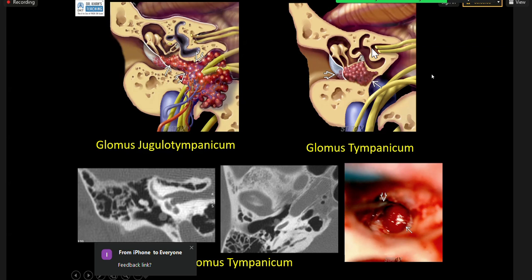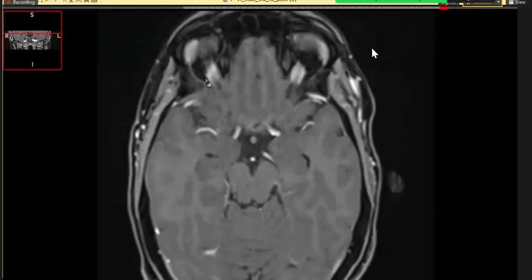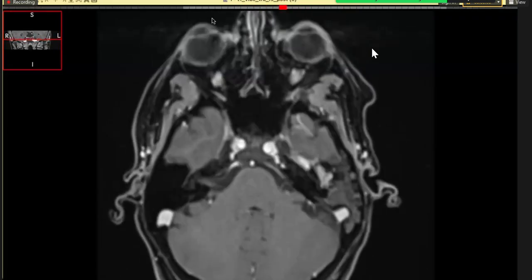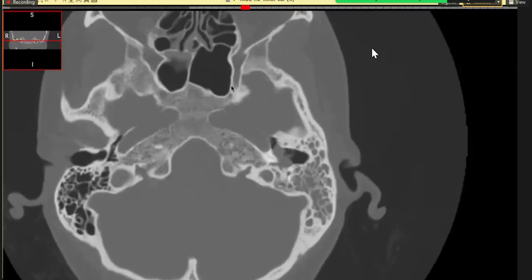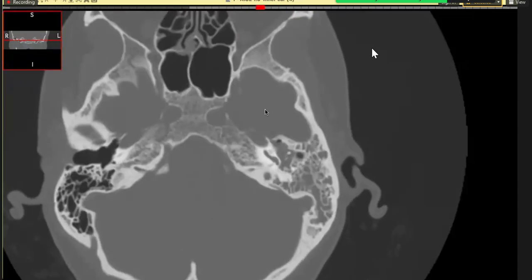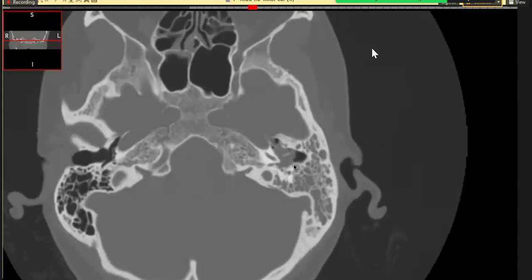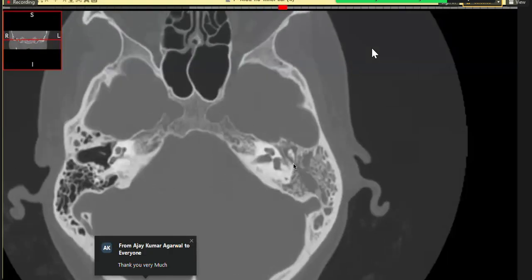In this particular case, clinically, when they see patients with a glomus tympanicum, they will see a very vascular or red tympanic membrane, which was not seen in this case. So this is a good case again to learn anatomy. The candidate did well because if you see, it is filling up the whole of the middle ear, hypo, meso, and epitympanum.